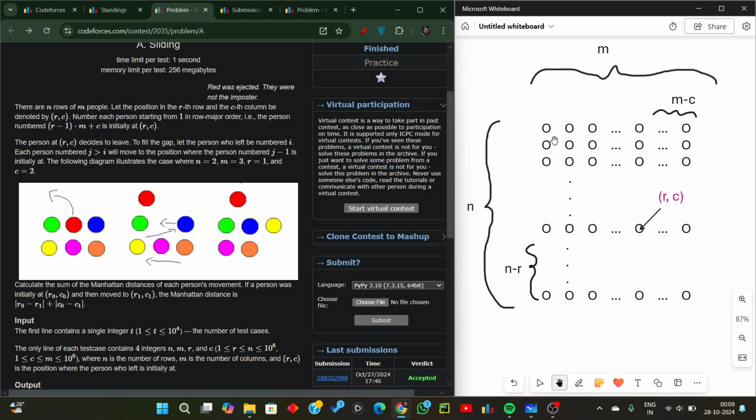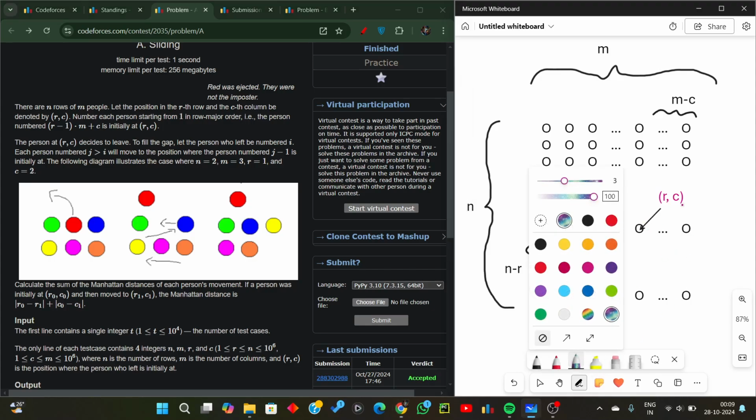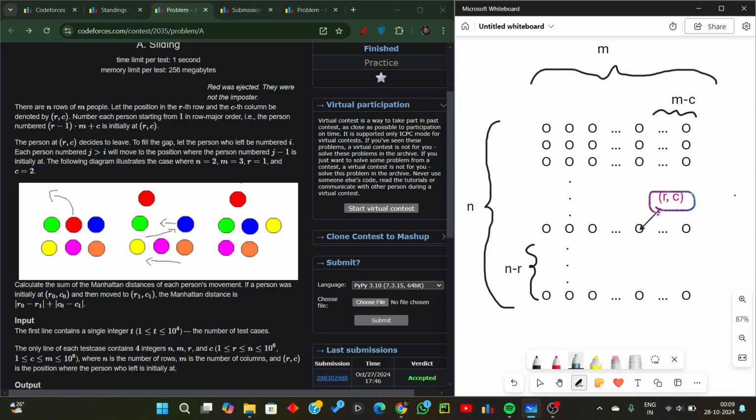Here, on my right side, you can see that I have illustrated a matrix of n by m people, where there are n rows and m columns. Now this person will be the person who will be removed.